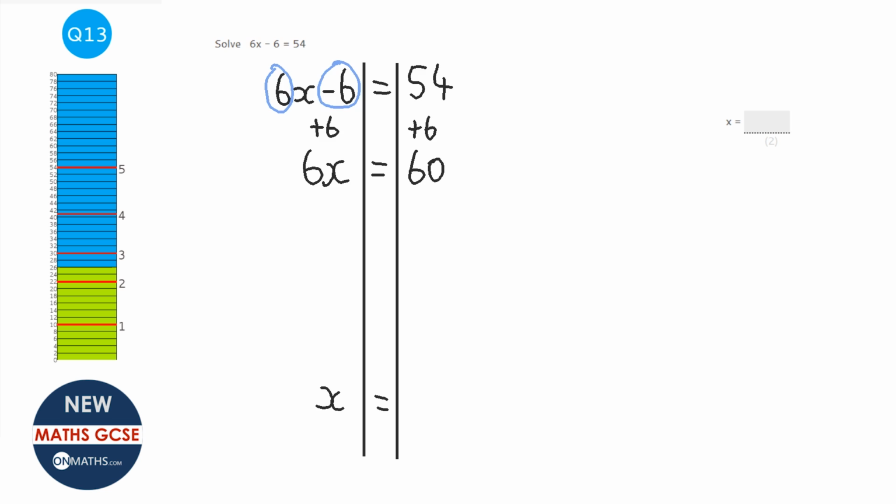Now we want to get rid of the 6 before the x. Now that's a times 6. When you put a number next to a letter, it's a times. So to get rid of it, we need to divide by 6.